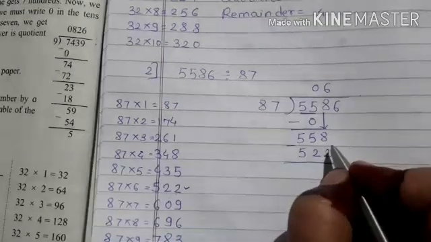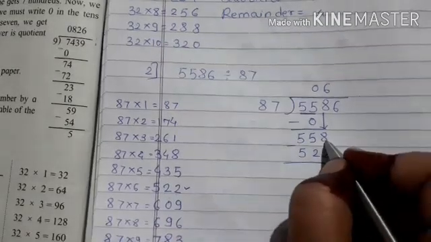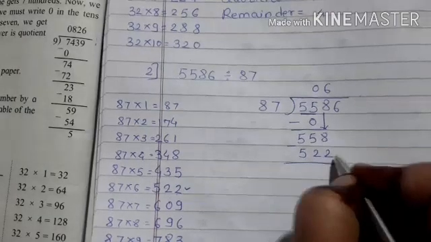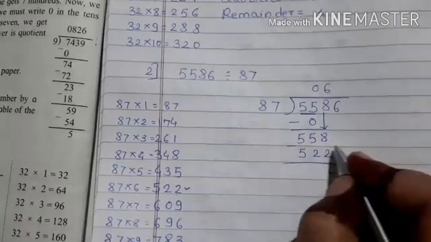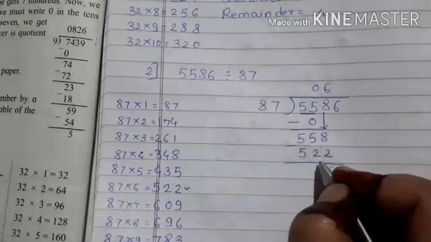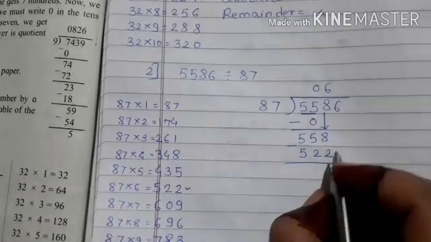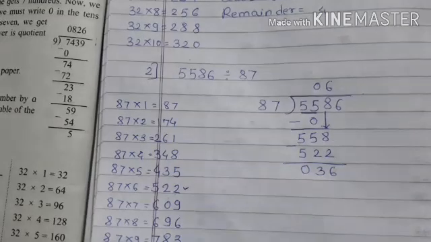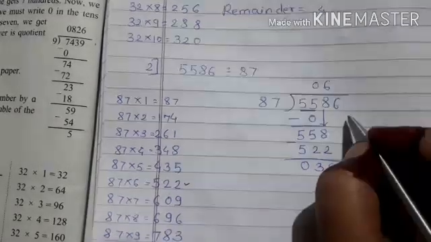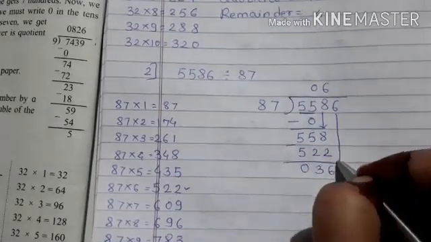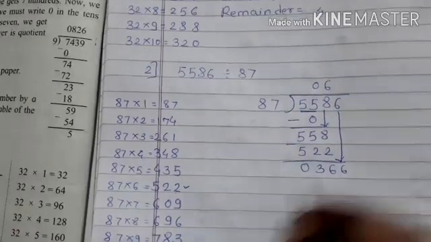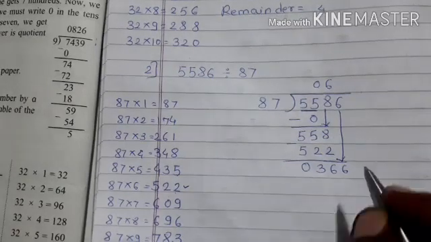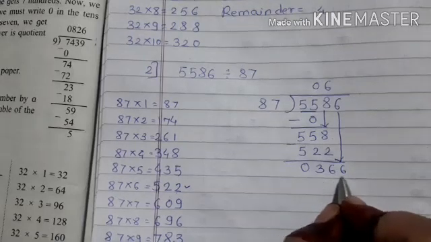So now do the subtraction. 8 minus 2 is 6. 5 minus 2 is 3. And 5 minus 5 is 0. Okay. Understood? Now I am taking the last digit 6. So here we get the number 366.